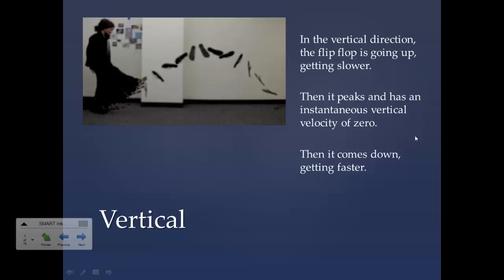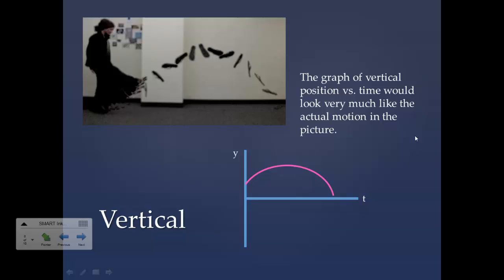In the vertical direction, the flip-flop is going up, getting slower. Then it peaks and has an instantaneous vertical velocity of 0. Then it comes down, getting faster. The graph of vertical position versus time would look very much like the actual motion in the picture.